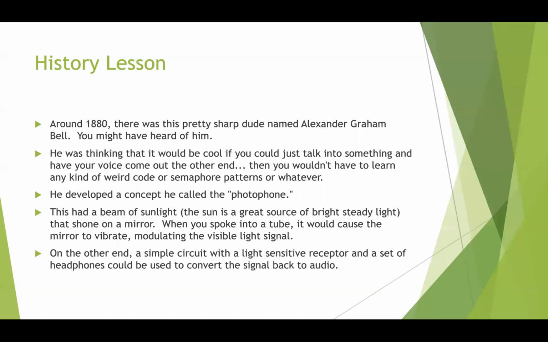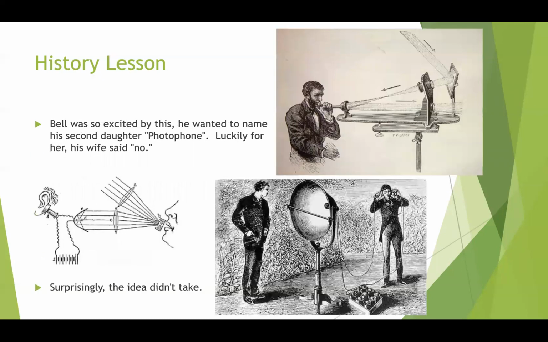Around 1880, this sharp dude named Alexander Graham Bell came up with this idea that it would be really neat if you could just talk into something on one end and then hear whatever was said over on the other end, right? And he thought this was totally cool. And so what he thought of was this thing that he called the photophone. The idea was you take a beam of light and you shine it on a mirror or prism or something. And then as you shout into the tube, it makes that mirror vibrate. And that makes the beam of light vibrate.